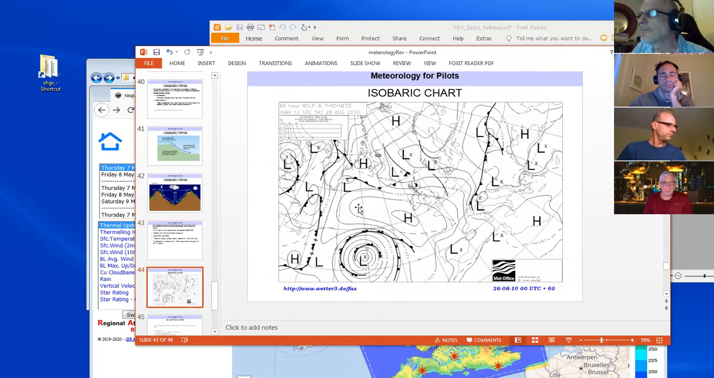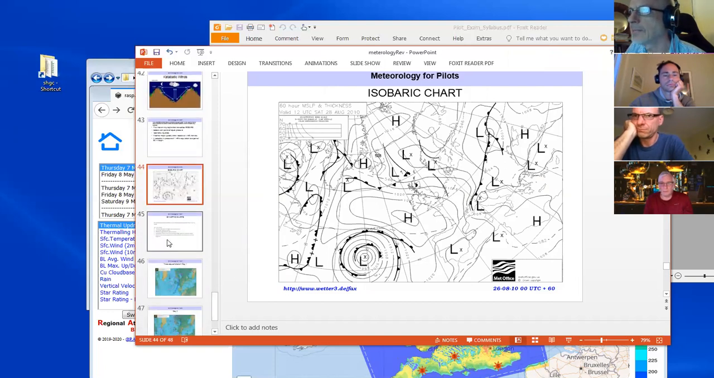So this is like a black and white chart, and I've got some pretty color ones in a minute. But basically, yes, you'll see lines on there marked with low pressure and high pressure. I'm actually going to go on to the more colorful ones because they make it a bit clearer.